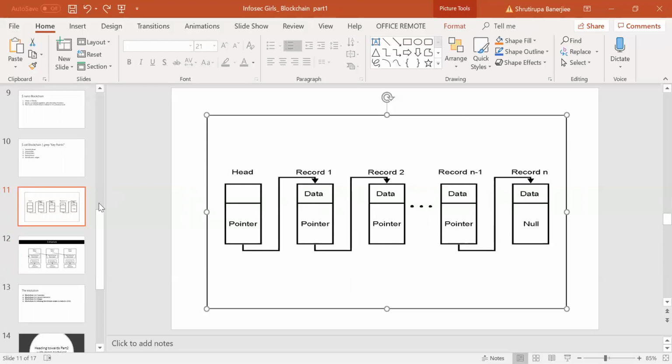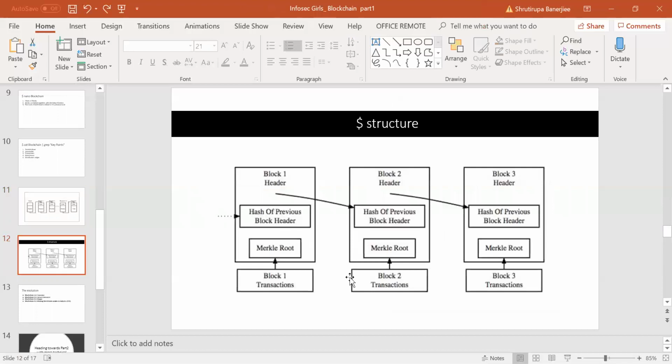No issues with that. So getting into the details of the structure, we'll be talking about Merkle root later. Let us first see how it is happening. So you have block 1 transactions, block 2 transactions, block 3 transactions. You have some other transactions also previously. So block 1, there is a hash of the previous block header. What does the hash contain? What does a block contain?